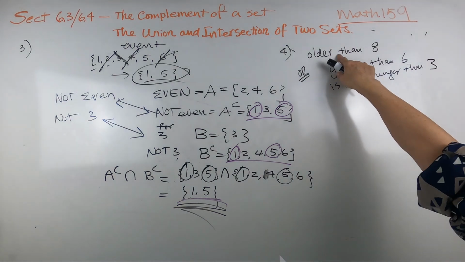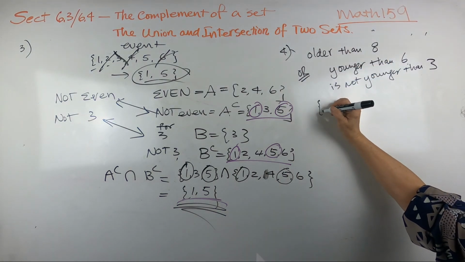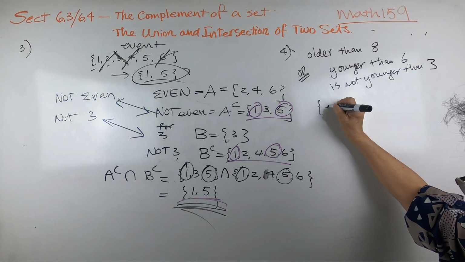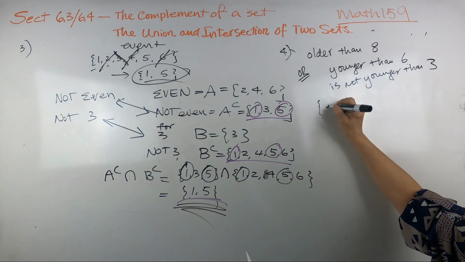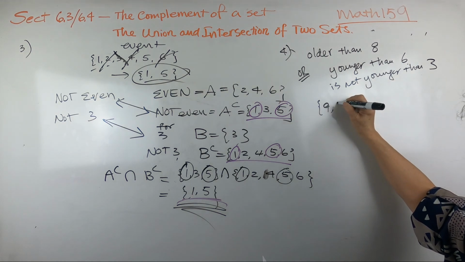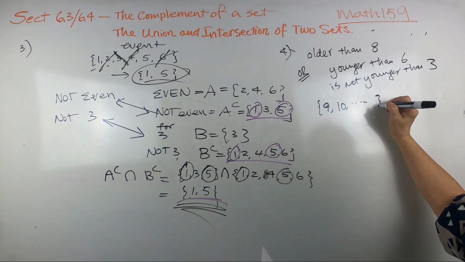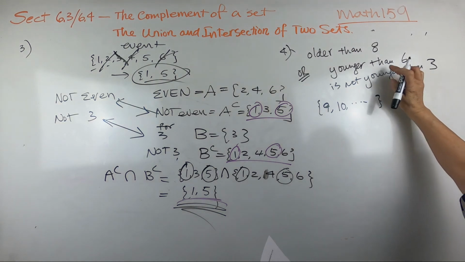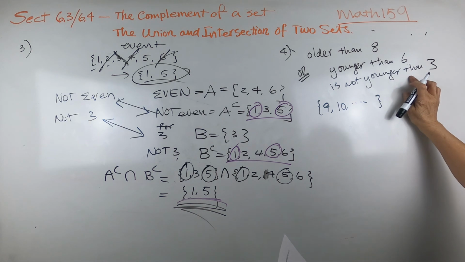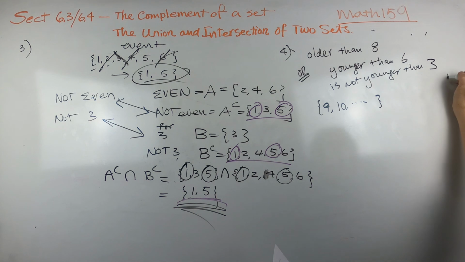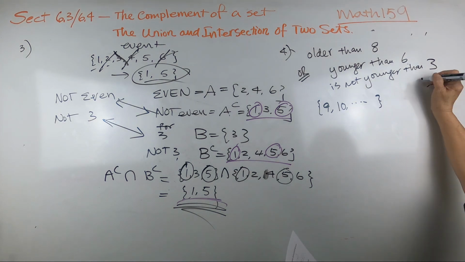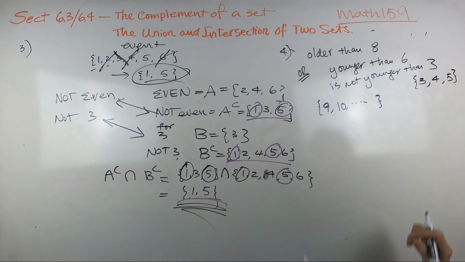Okay. First we say older than 8. That would be a person older than 8, so 9, 10, all that. Or is both younger than 6 and not younger than 3. Younger than 6 will be 5, 4, but not younger than 3, can be 3, 4, 5.